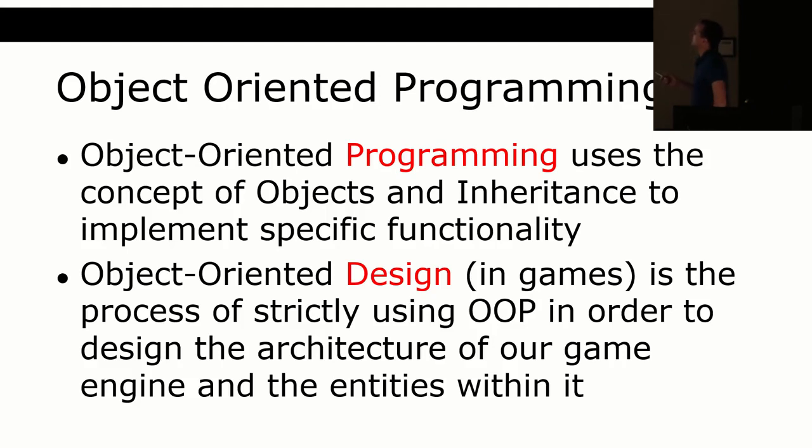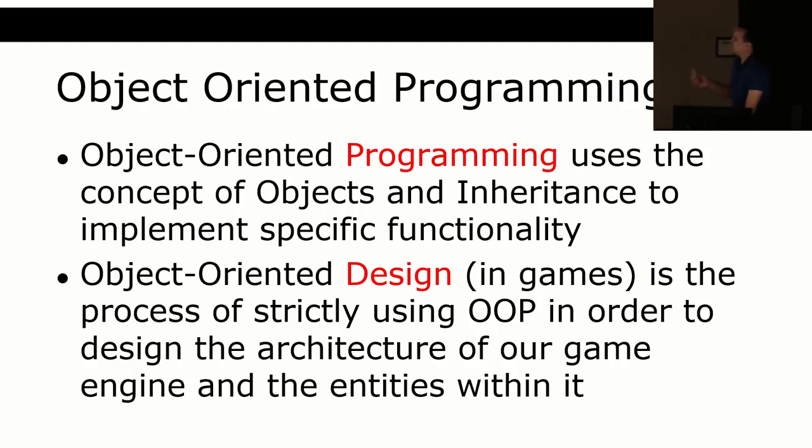So object-oriented programming uses the concepts of objects and inheritance to implement specific functionality. So object-oriented programming is about, I have a base class, I have some derived classes, right? I have functions that are interfaces or abstract classes. That's object-oriented programming. So OOP, as I'm defining it in this course, because there are many different definitions around, that's what I'm saying by OOP. It's actually how you implement something programmatically.